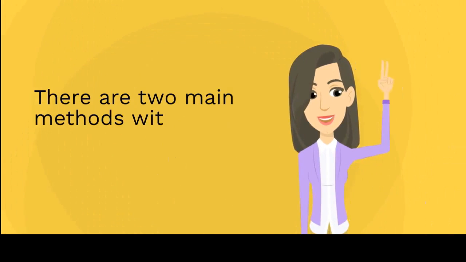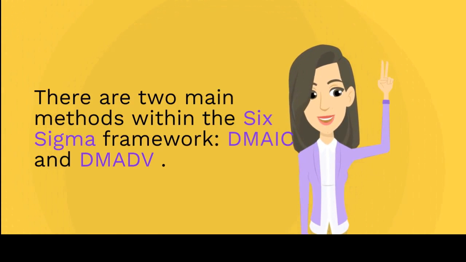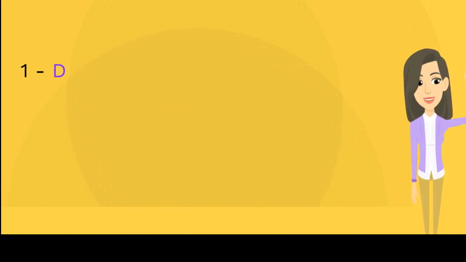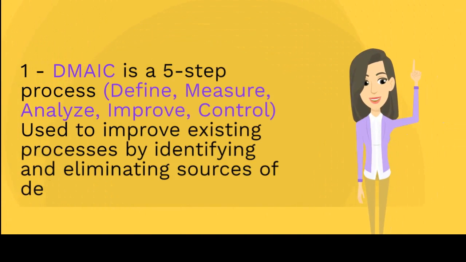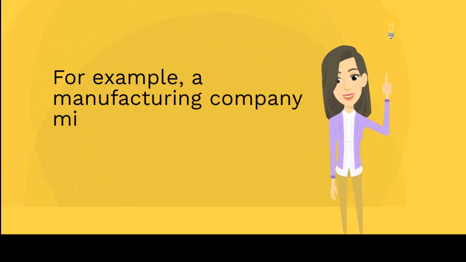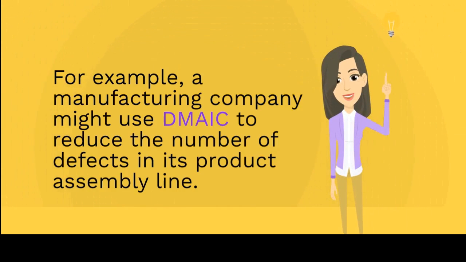There are two main methods within the Six Sigma framework, DMAIC and DMADV. One, DMAIC is a 5-step process: define, measure, analyze, improve, control, used to improve existing processes by identifying and eliminating sources of defects. For example, a manufacturing company might use DMAIC to reduce the number of defects in its product assembly line.